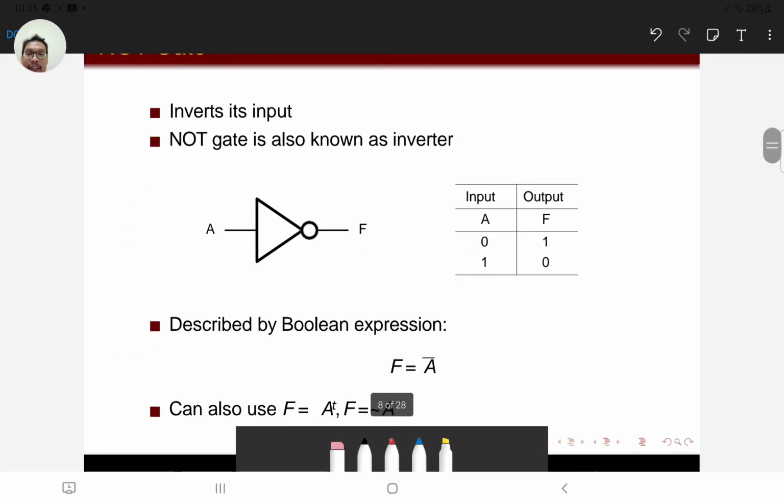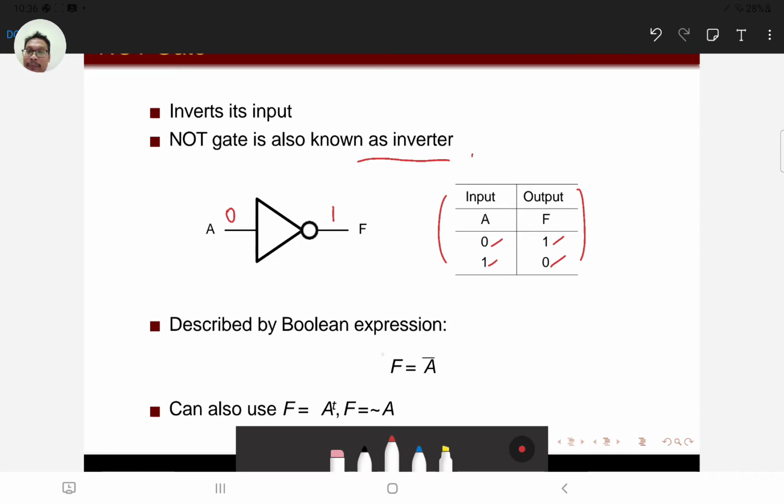Let's have a look at the NOT gate. A NOT gate actually inverts its input. A NOT gate is also known as an inverter, so inverter or NOT gate is basically the same thing. And this is the truth table of the NOT gate, where if the input is 0, we have the output 1. If the input is 1, we have the output 0. So for example here, if I put logic 0 in the input, we are going to get logic 1 in the output.